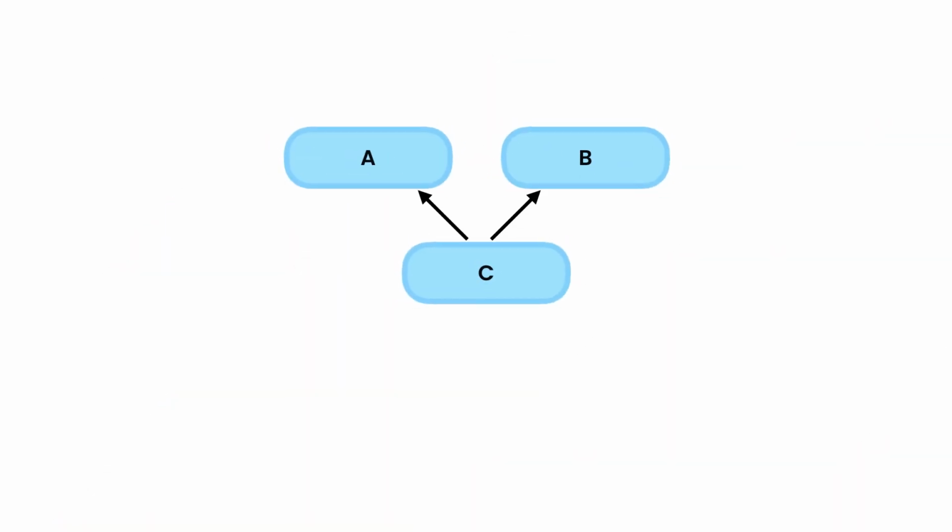Let's say C inherits from A and B, and both these classes define a method with the same signature, but with different implementations. Now, which implementation should C inherit? It's ambiguous. We don't know.